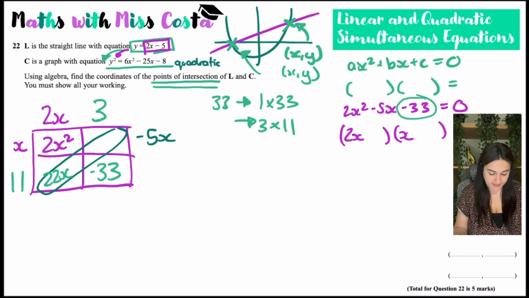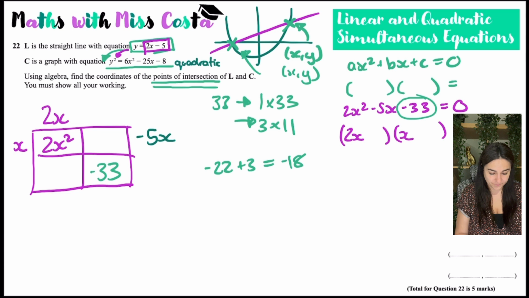Oh, and one of them needs to be a negative. So let's say negative 11. So that'd be minus 22x. 3 times x is 3x. So minus 22 plus 3 is minus 18. So it can't be that. So let's swap them around, and I will put 11 over here and 3.